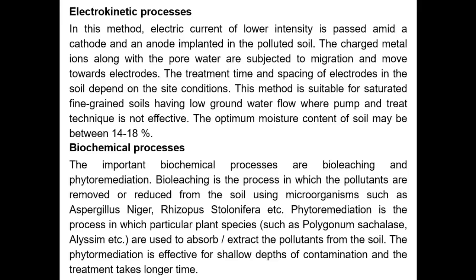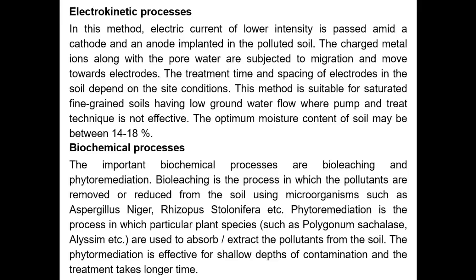Next method is electrokinetic processes. In this method, electric current of lower intensity is passed amid a cathode and an anode implanted in the polluted soil. The charged metal ions along with the pore water are subjected to migration and move towards electrodes. The treatment time and spacing of electrodes in the soil depend on the site conditions. This method is suitable for saturated fine-grained soils having a low groundwater flow where pump and treat technique is not effective. The optimum moisture content of soil may be between 14 to 18%.